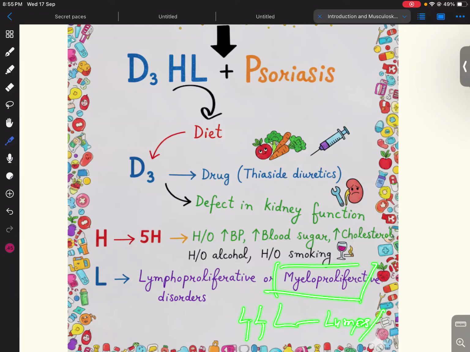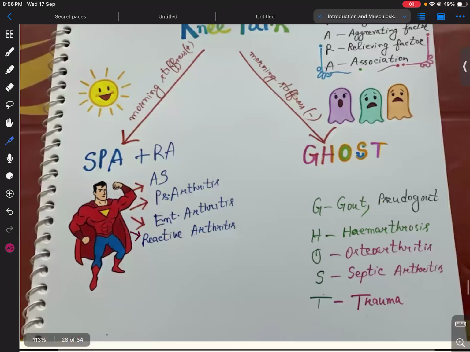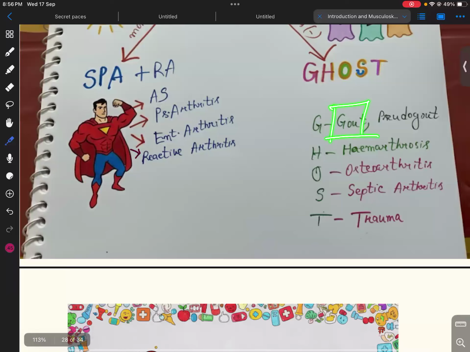You can ask this question for screening any kind of cancer. That is triple L. Loss of weight, loss of appetite, lumps and bumps in the body. And if there is psoriasis, there will be skin rash. You will get it. So these are the causes of gout. And in case of gout, you have to ask, apart from this knee pain, do you have any other joint pain? If the patient tells you that I have pain at my great toe, then this is gout.